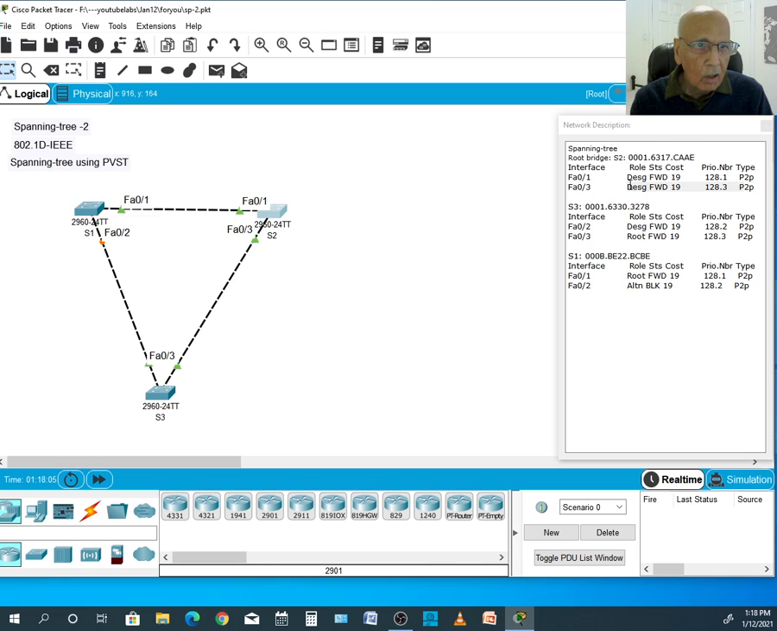So you can see on S1 here, the root port is going to be forwarding, its cost is 19. And then switch number 3 says, well, I'm going to talk on this port. The cost is 19 to this one. So you can see the F3 here, and F3 is a root port. So the forwarding state is 19.